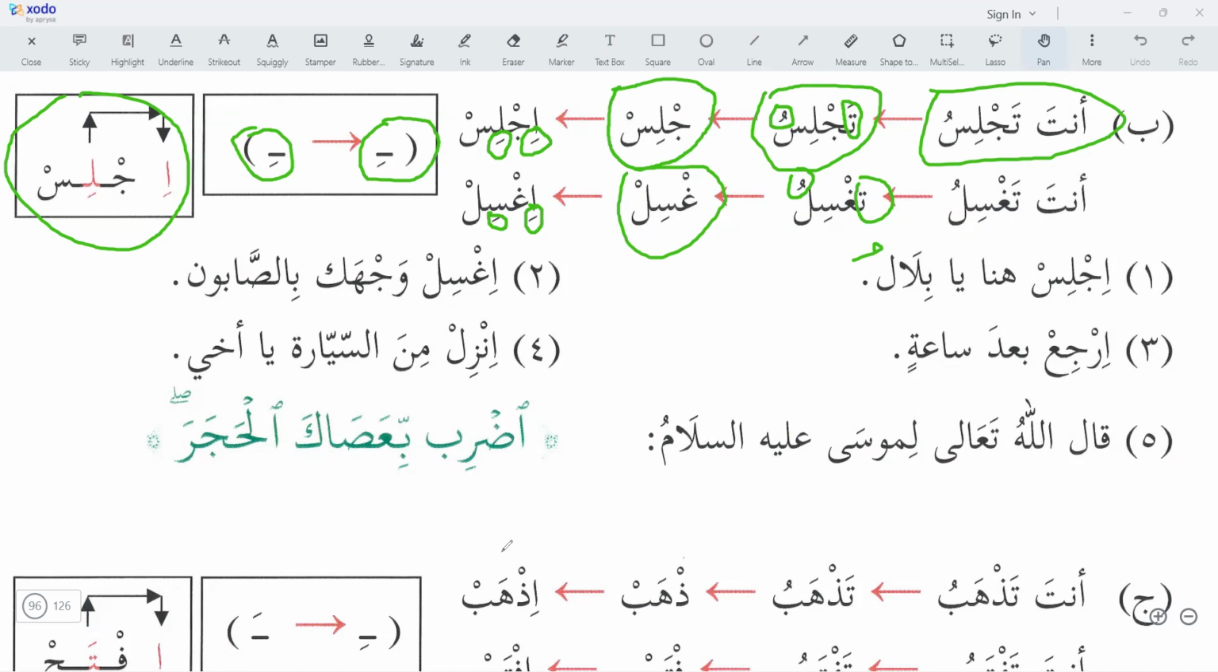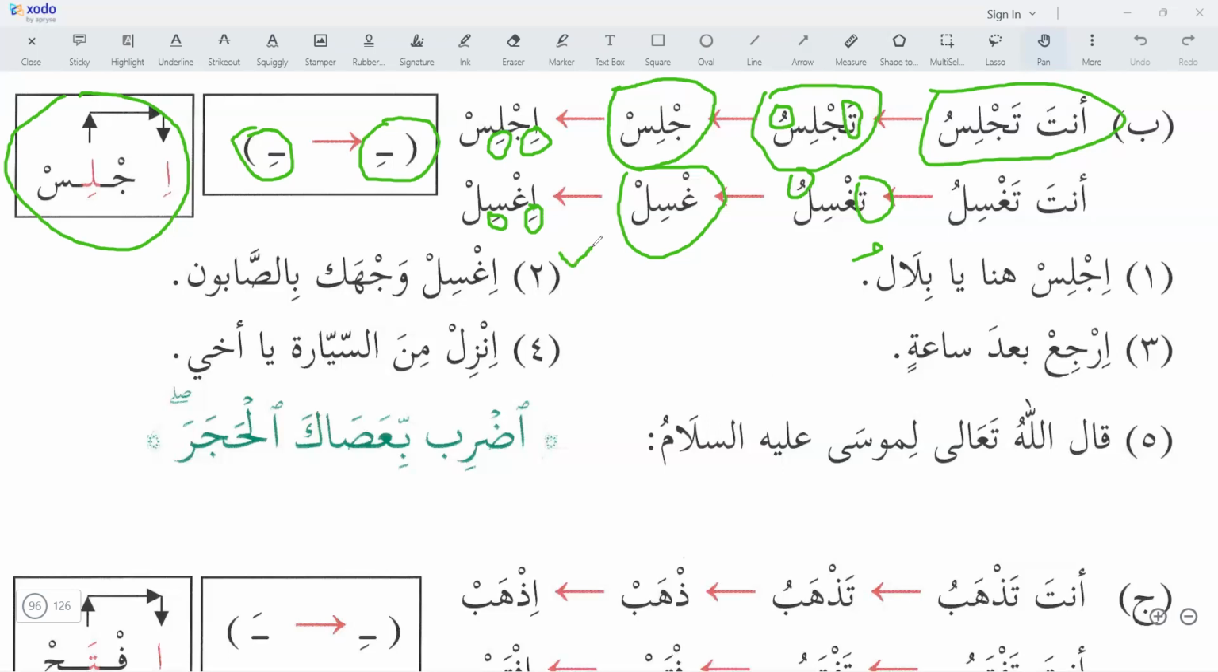Irji' ba'da sa'atin. Come after 1 hour. Wait a minute. Wait a minute. No, no. Wait a minute. Yes, please continue. Irji' ba'da sa'atin. Yes, from number two.